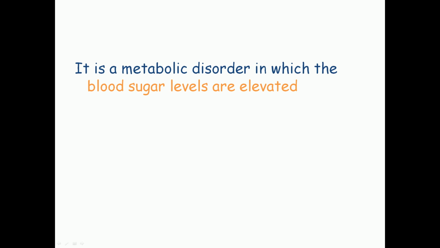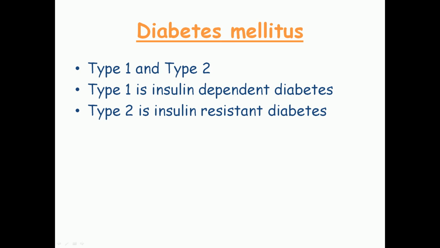Diabetes mellitus is a metabolic disorder in which the blood sugar levels are elevated. Diabetes mellitus can be classified into type 1 and type 2 diabetes. Type 1 diabetes is insulin-dependent diabetes. So basically what happens is, in type 1 diabetes, there will be destruction of the beta cells in the pancreas, so the pancreas will not be able to produce insulin which is required by the body.